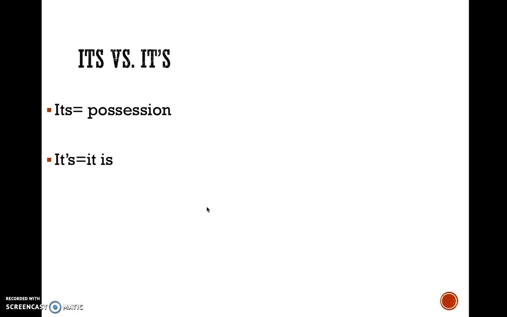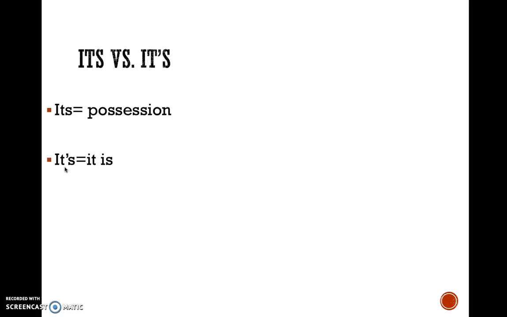Its versus it's. So its, I-T-S with no apostrophe, is possessive, and it's with an apostrophe is it is. That is the contraction. Very simple, guys. Whenever you see the contraction here, just say it is, and you'll never make the mistake of mistaking these two things.